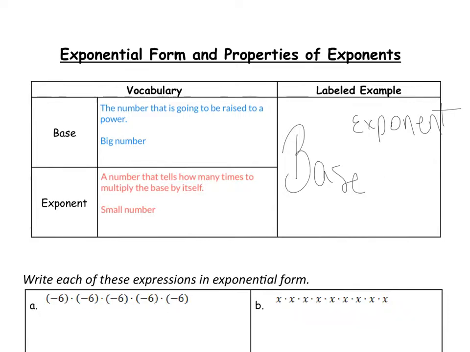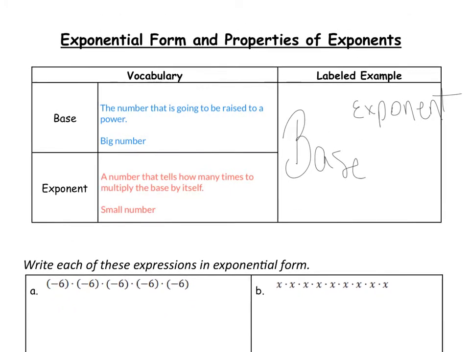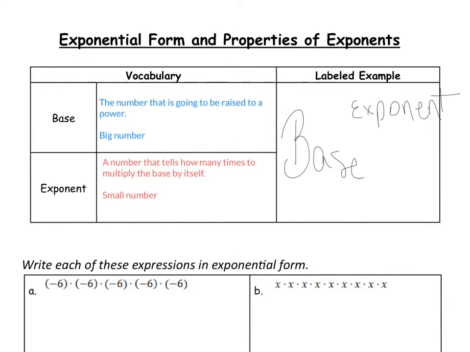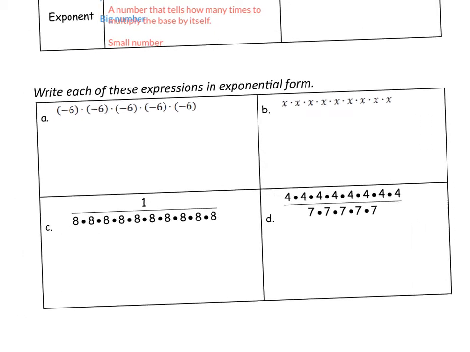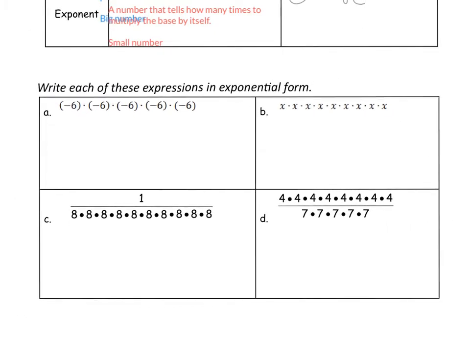The first examples that we're asked to do are to write each expression in exponential form. Let's go through these 4 examples. The first one is -6, notice it's in parentheses, times -6 times -6 times -6 times -6. When we write our answer, we want to write our base as it's written, so that's -6 in parentheses. There are 5 of them, so the answer is -6 quantity to the 5th power.